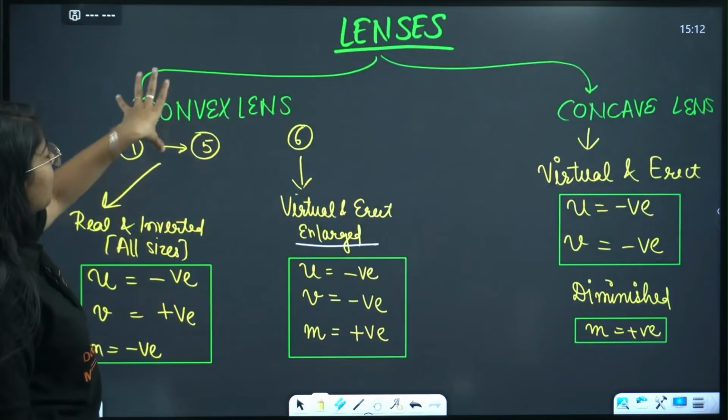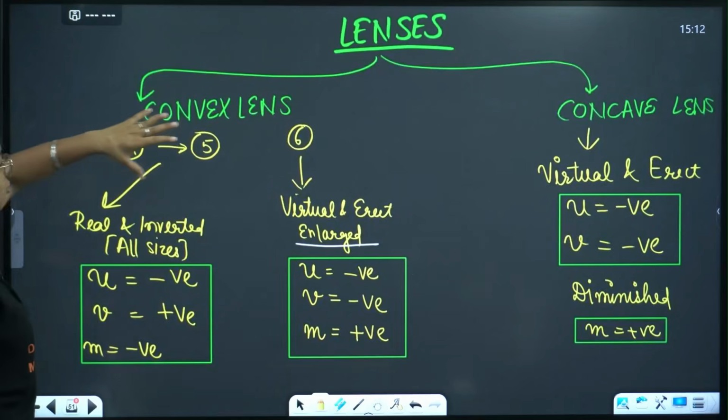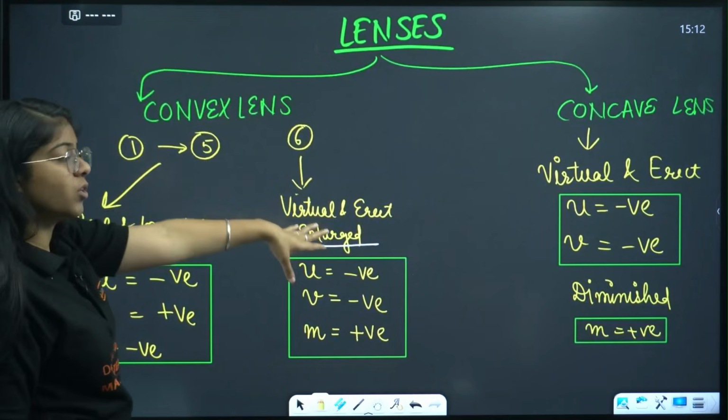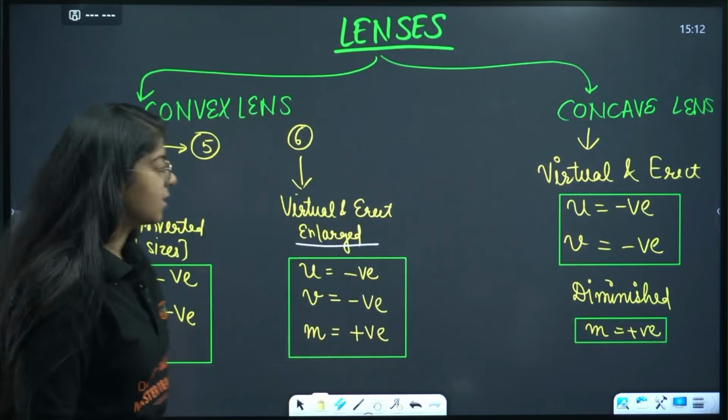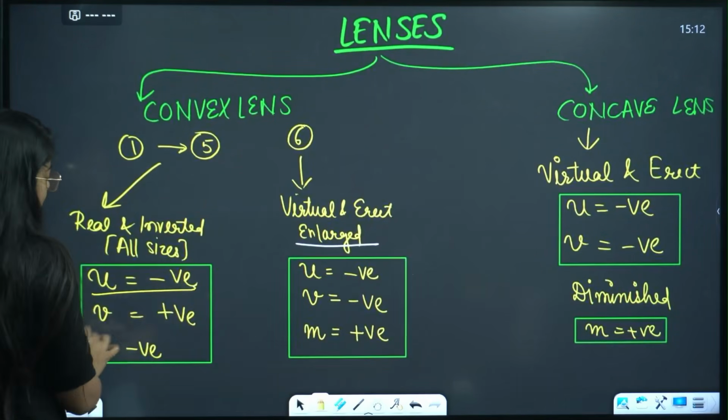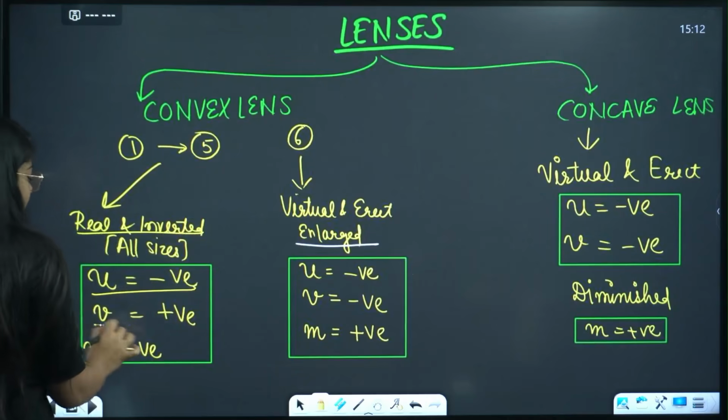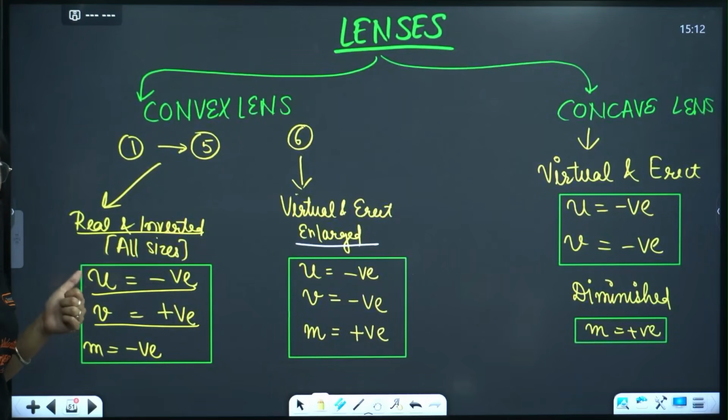Now for lenses, we have convex lens and concave lens. For a convex lens, the first five cases are real and inverted, and the sixth case is virtual and erect, just like a mirror. A concave lens is always virtual and erect. Now U is always negative. In here, for real and inverted, V is positive. In a mirror, for real and inverted, V was negative. In lenses, for real and inverted, V will be positive.